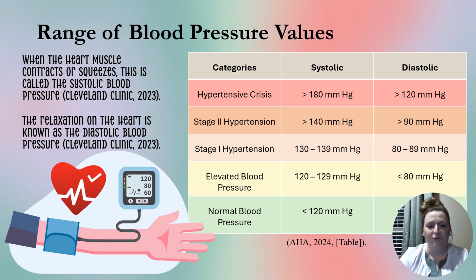Stage 2 hypertension has a systolic reading of greater than or equal to 140, with a diastolic of greater than or equal to 90. Hypertensive crisis is a systolic reading of 180 and a diastolic of greater than or equal to 120.